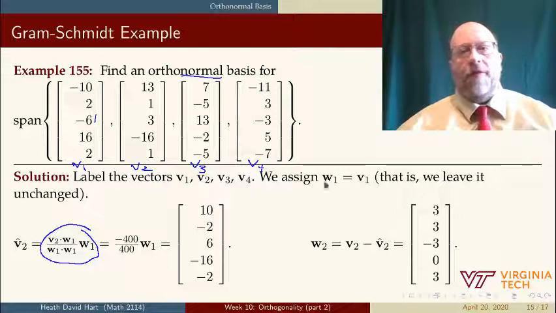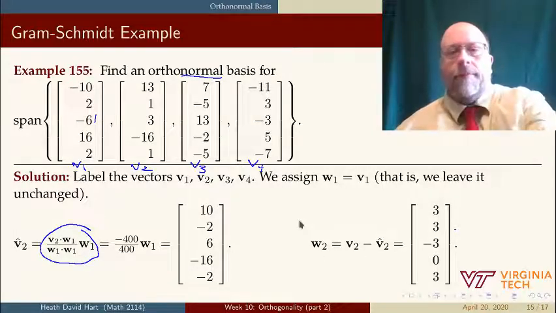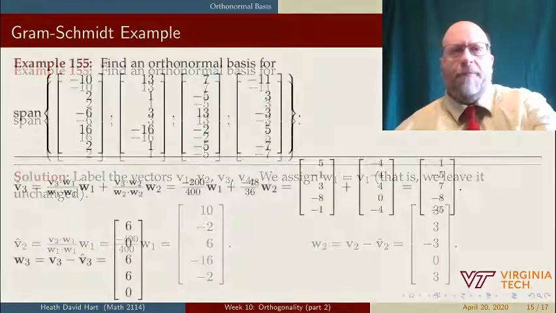And then W2 is V2 minus V2 hat. 13 minus 10 is 3. 1 minus negative 2 is 3. 3 minus 6 is negative 3, and so on and so forth. We can check this vector has to be orthogonal to this vector, the vector that came before it. Okay? So that's the second vector. This is written out in your notes, so I'm going to move on.